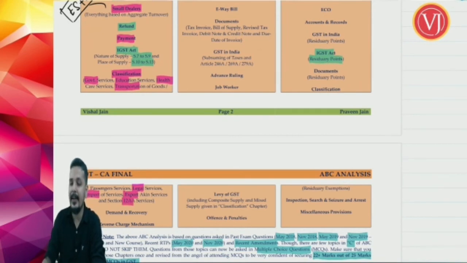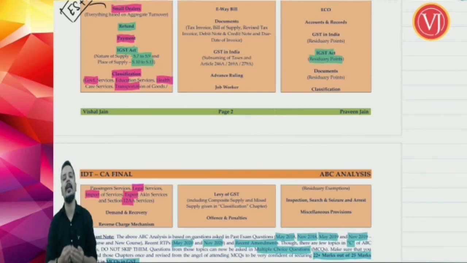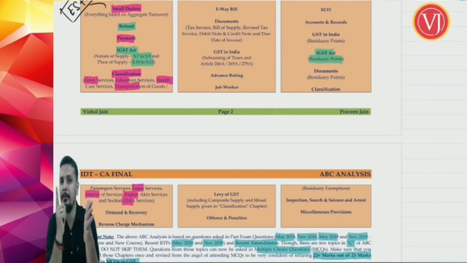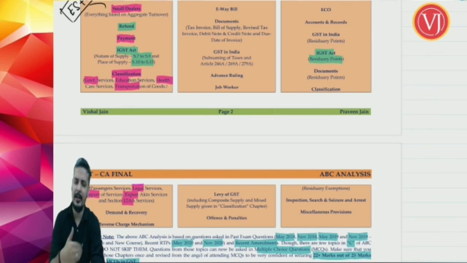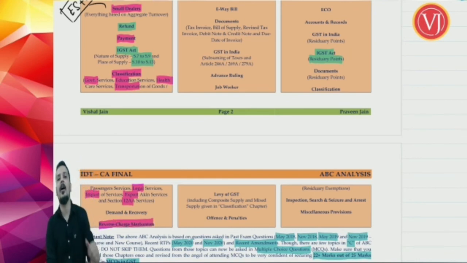Now these entries of exemption you should be very thorough with. I'll repeat: government, educational, healthcare, transportation of goods, transportation of passengers, legal services. We are talking about importation and export of services, and finally section 12AA services. Repeatedly, questions are asked only from this area. And friends, one more thing I want to tell you: when you are talking about these entries, reverse charge mechanism also comes in your A part, which is a very important part.